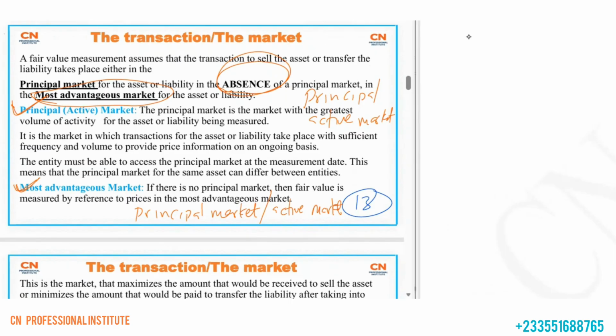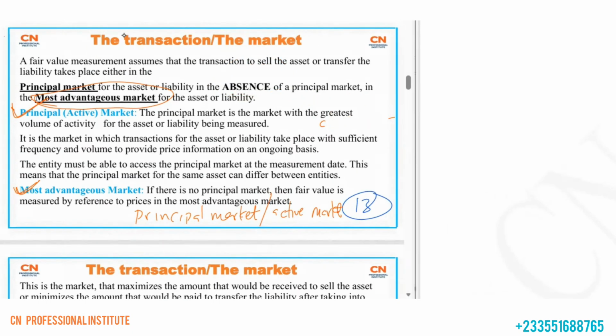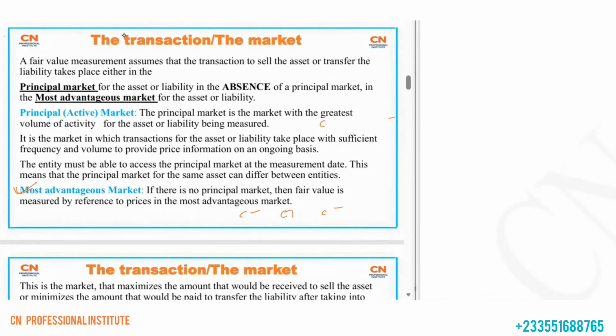All right, so let's continue. We said that the standard says whenever we want to determine fair value, we should use the principal market. If there's no principal market, then we can use the most advantageous market. So now the question is, what is the principal market?